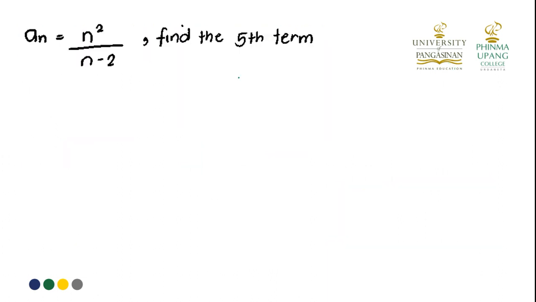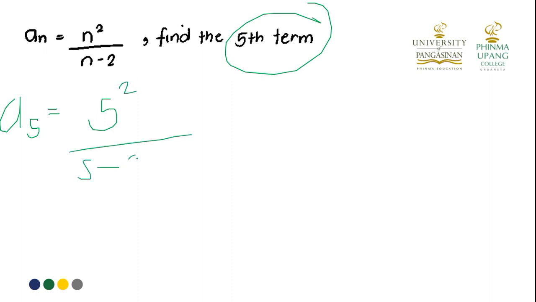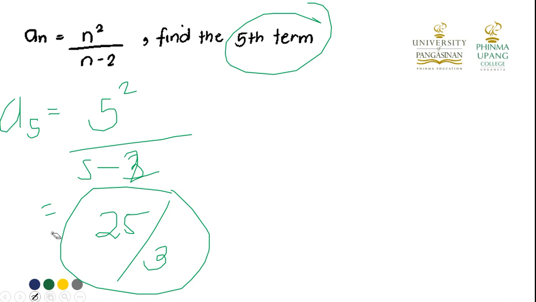Madali lang. Next, how about this? What is the fifth term? Can you solve this one in 30 seconds? Go. The answer here is 25 all over 3. That's right. So, n is equal to 5 according to the problem. If fifth term, that's why a sub 5. Then squared. Then times 5 minus 3. The answer here is 25 all over 2, rather. That's why the answer is 25 all over 3.